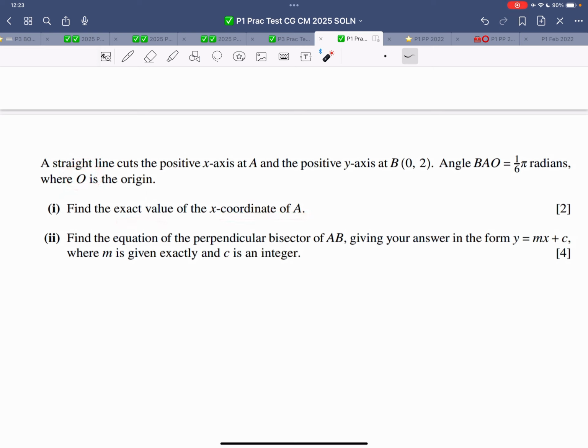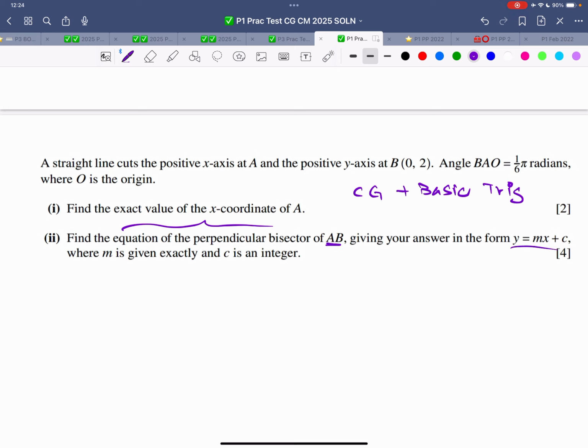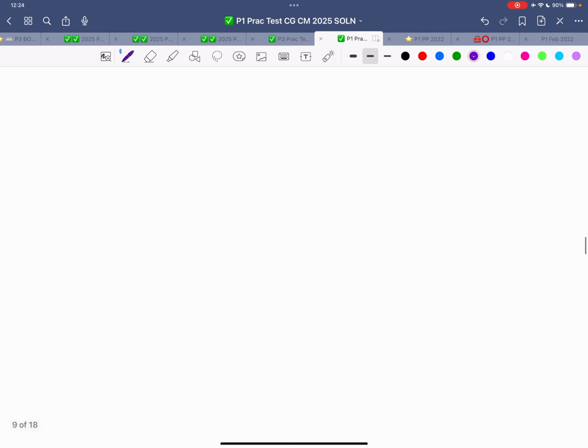A very nice question. A very nice question involving coordinate geometry and the very basic of trigonometry, sine, cos, tan, something like that. So find the equation of the perpendicular bisector of AB. Give your answer in the form where M is given exactly and C is the integer. Exactly means it should be in the third form. So now let's get started.